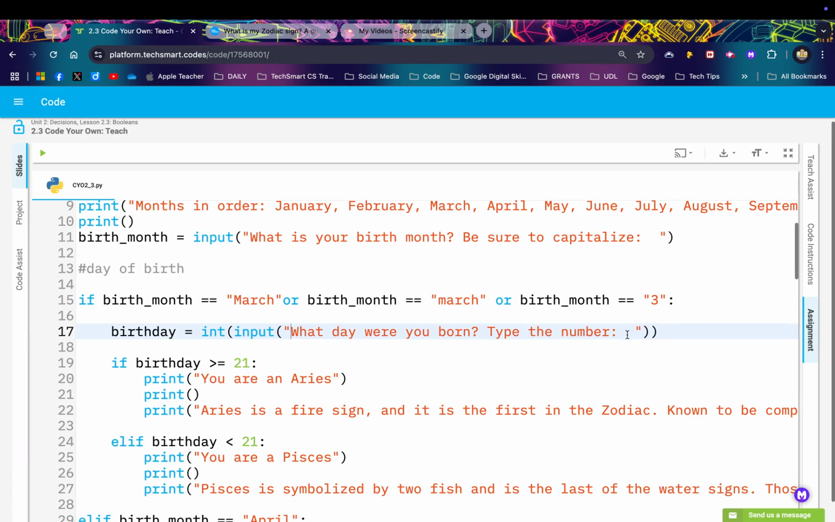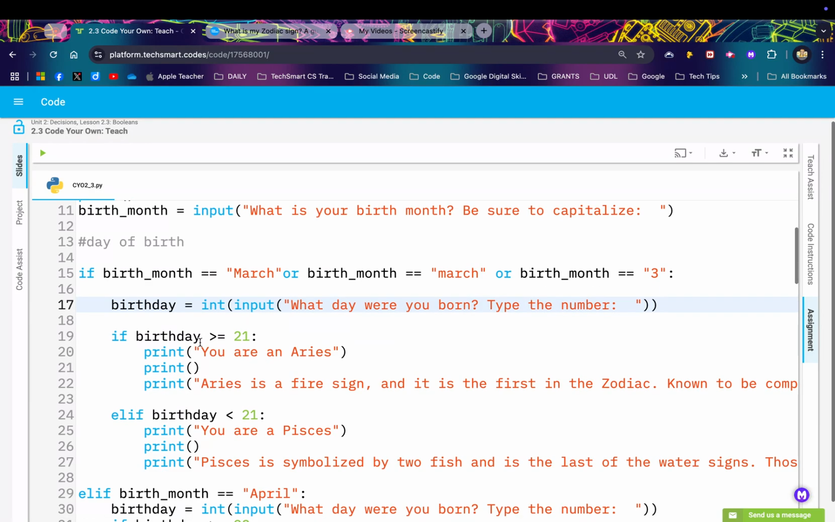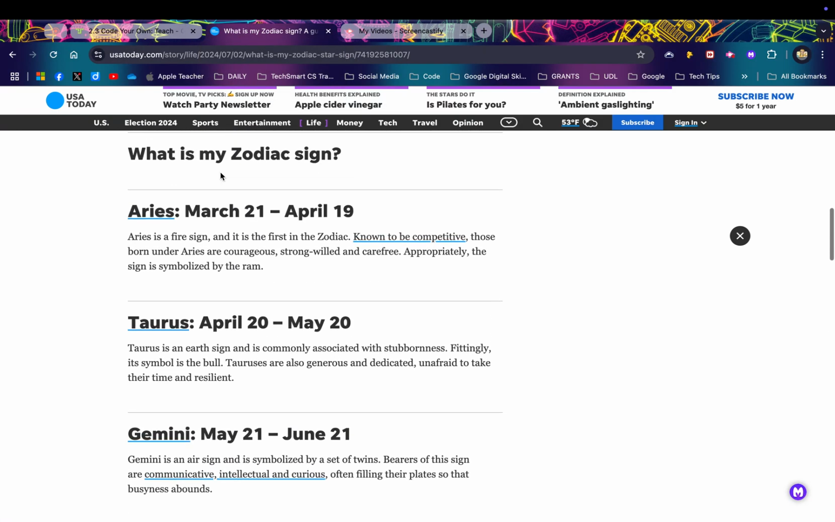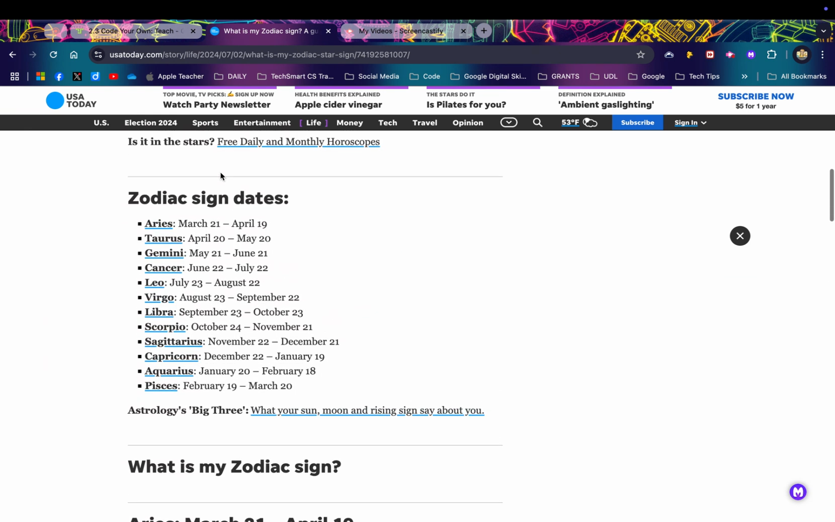Type the number. And now here's where it matters. So if birthday greater than or equal to the number 21, and you might be going, why did you choose 21 for March? Well, here's why. I just went out on the internet, okay, and I started looking up zodiac signs. Notice that the zodiac signs aren't just one per month.